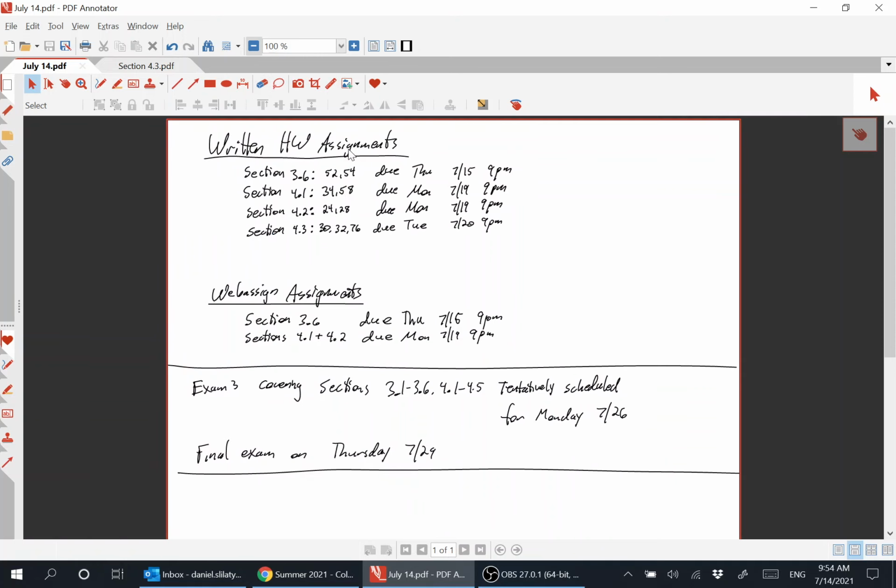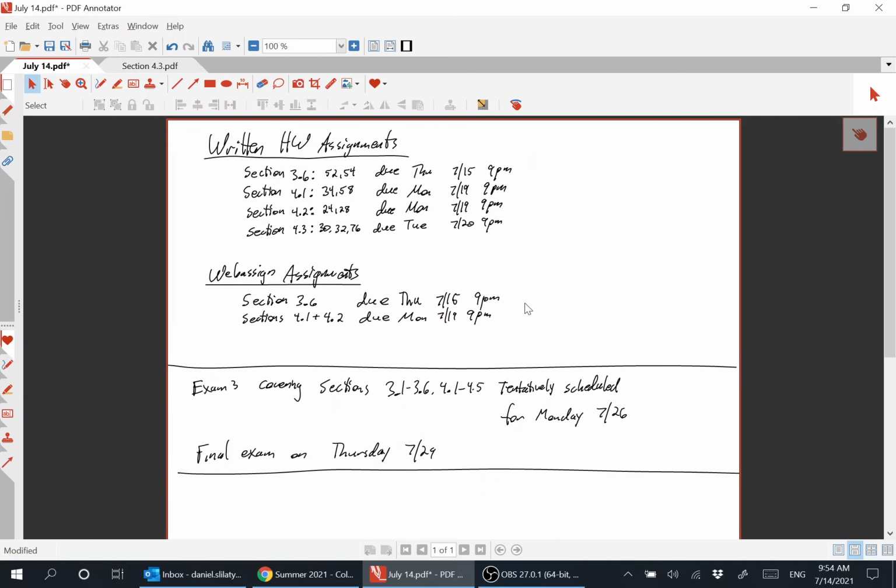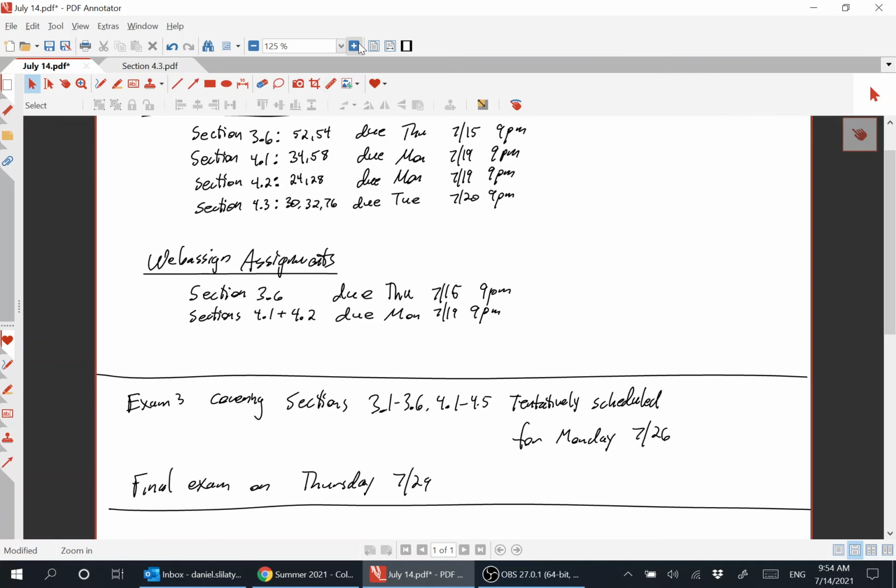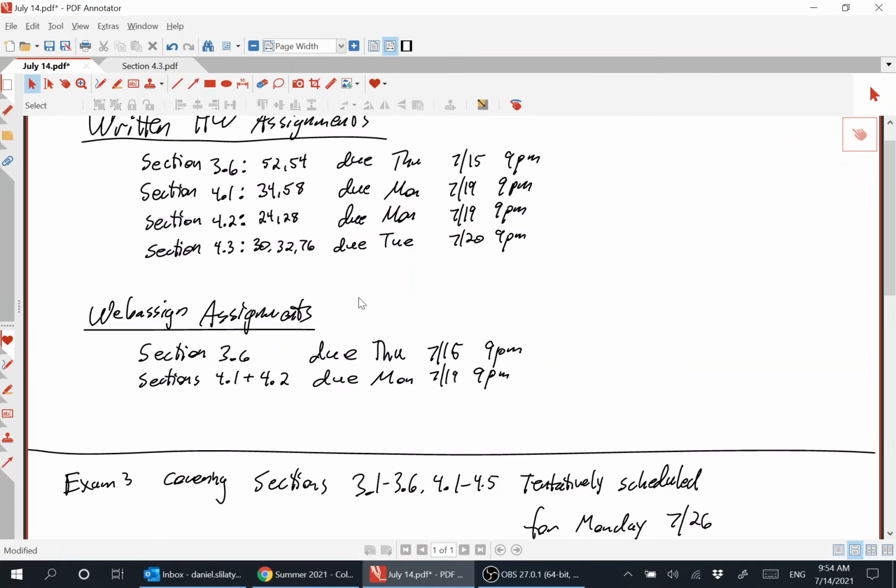So here are the current assignments. Remember that I did have to change the assignment on section 3.6, so make sure that you have that updated. That's going to be due on Thursday.